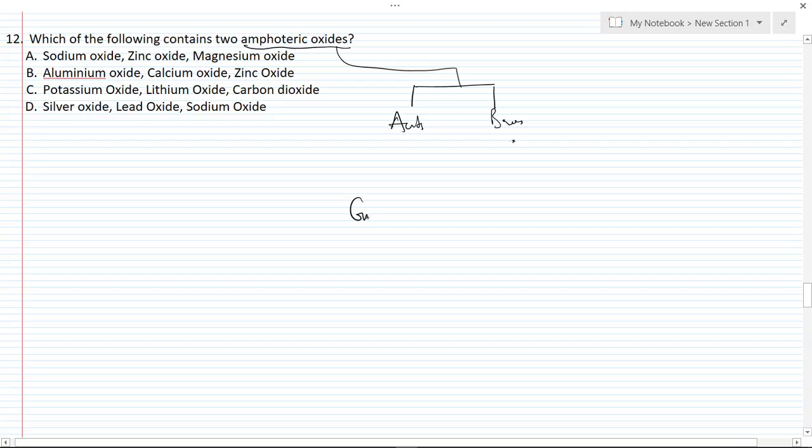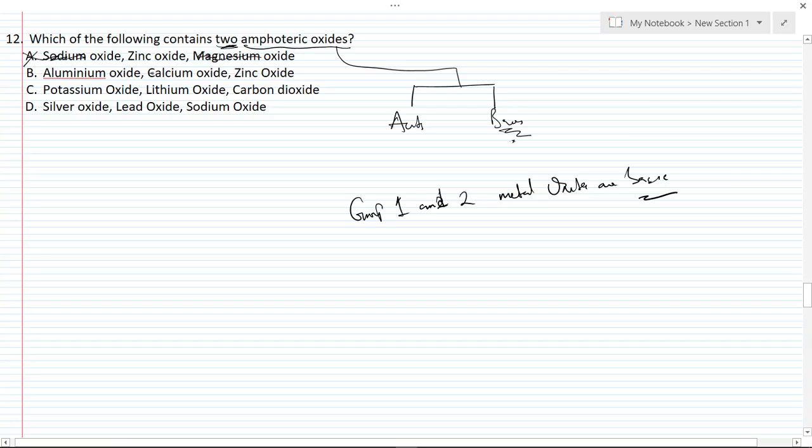So generally, group 1 and 2 metal oxides are basic. So it means that they cannot act as both acids and bases, rather they can only act as what? Bases. So first things first, we have to eliminate the group 1 and 2 metal oxides. So we can see sodium, which is a group 1 element, so out, magnesium out. And since the question requires us to identify the option that contains 2, and one is already out here, it can't be option A.